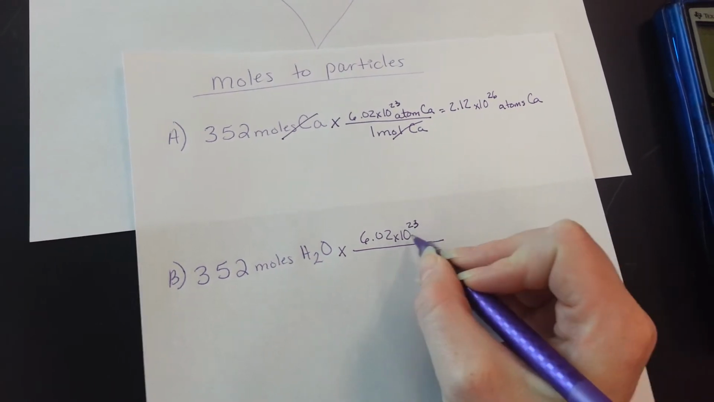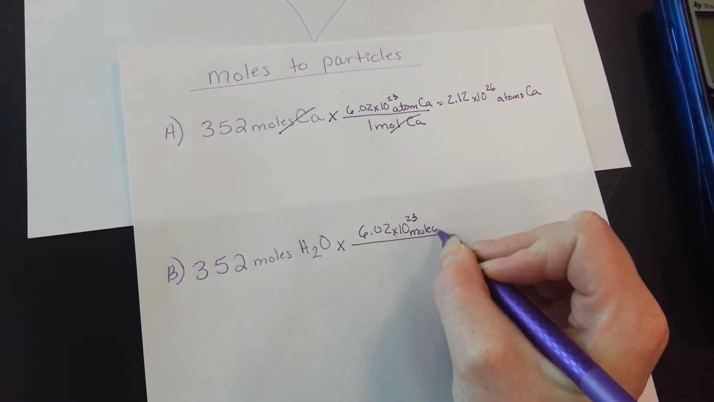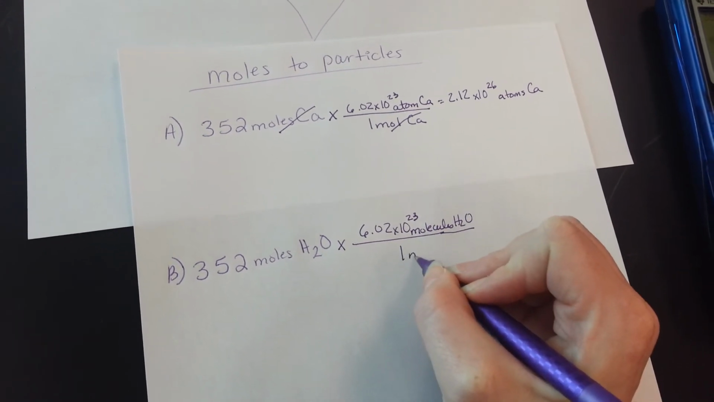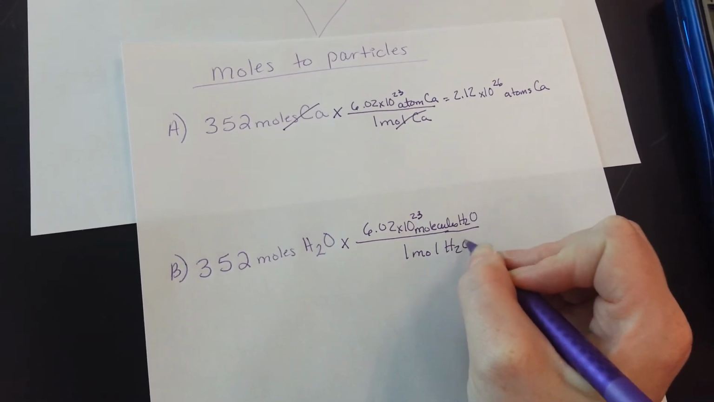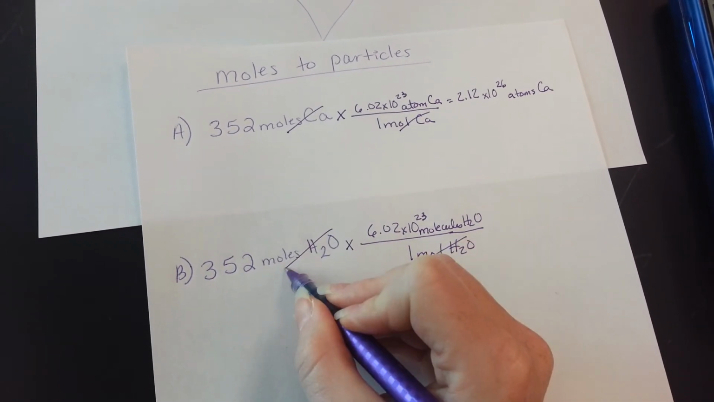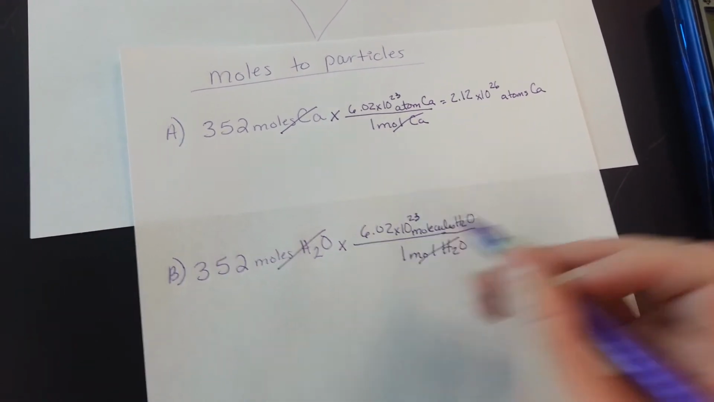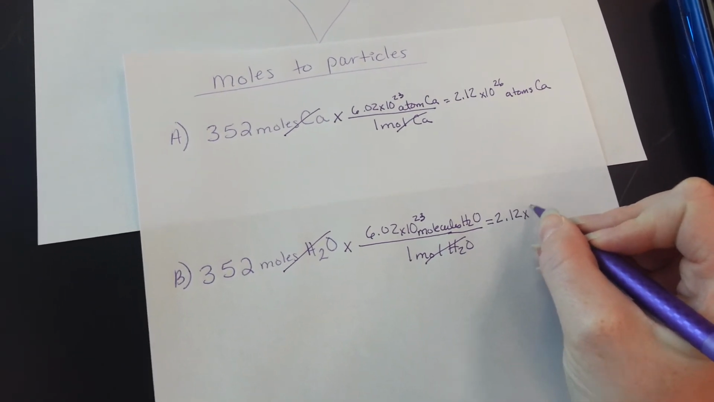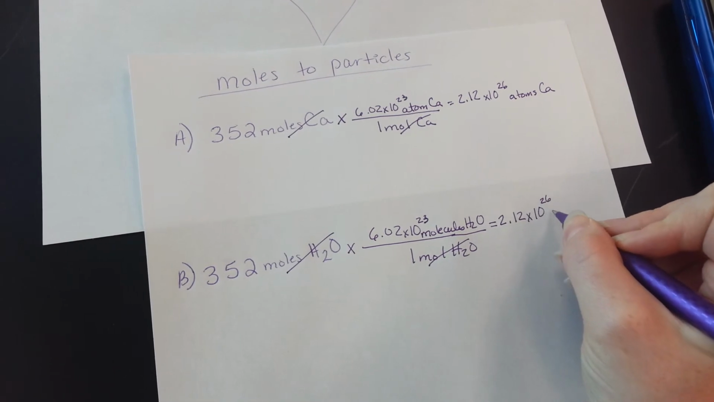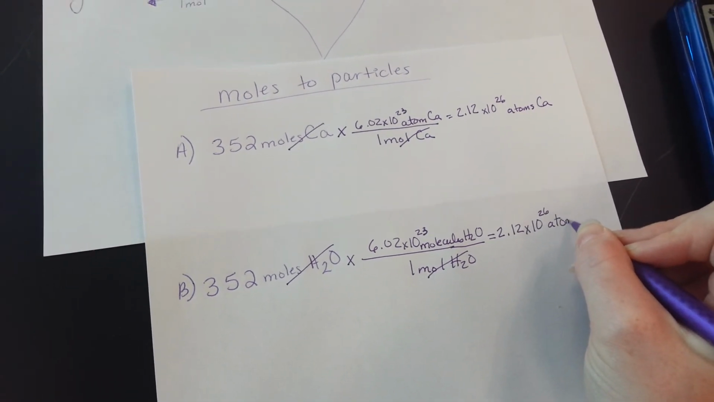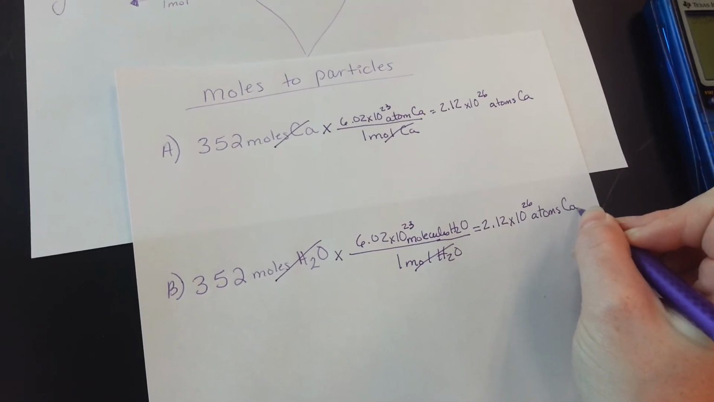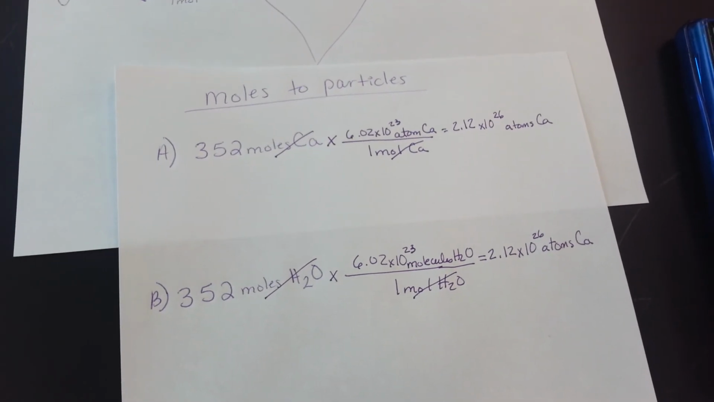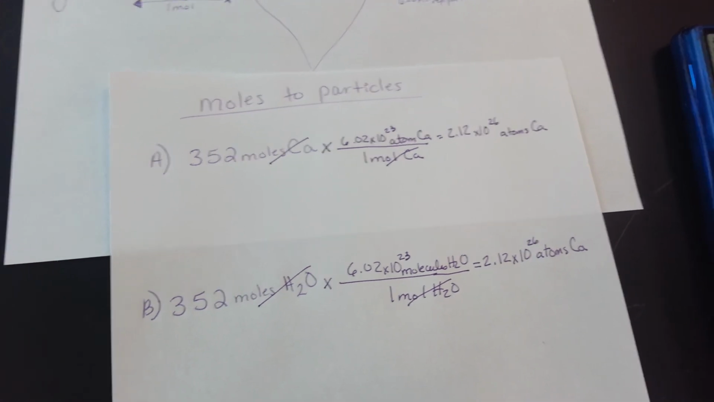The unit will be molecules of water over 1 mole of water, so that the moles of water will cross out. We multiply, and guess what? It's the same answer, because 1 mole of anything contains 6.02 times 10 to the 23rd particles, no matter the type of particles. So moles to particles for an element or a compound.